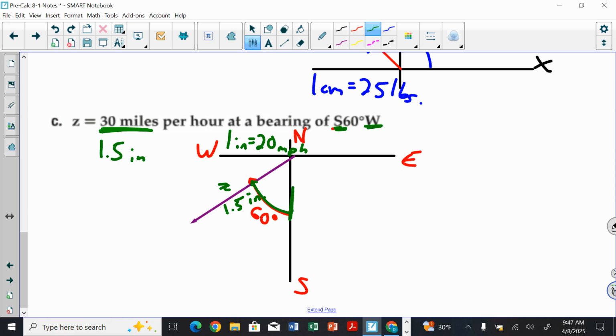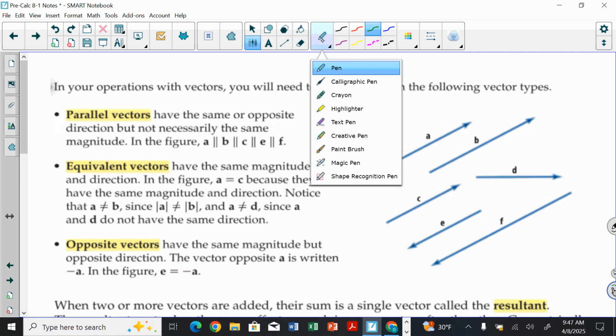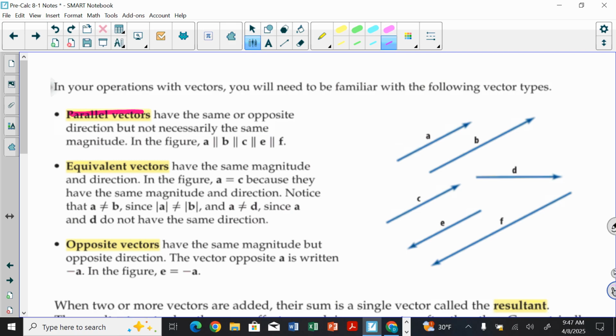Let's keep rolling. All right. So when we have these vectors, we'll have to look at some different types. Parallel vectors, okay? Obviously, you're familiar with those. They have the same or the opposite direction, not necessarily the same magnitude, okay? They're not going to cross. You're very familiar with parallel.